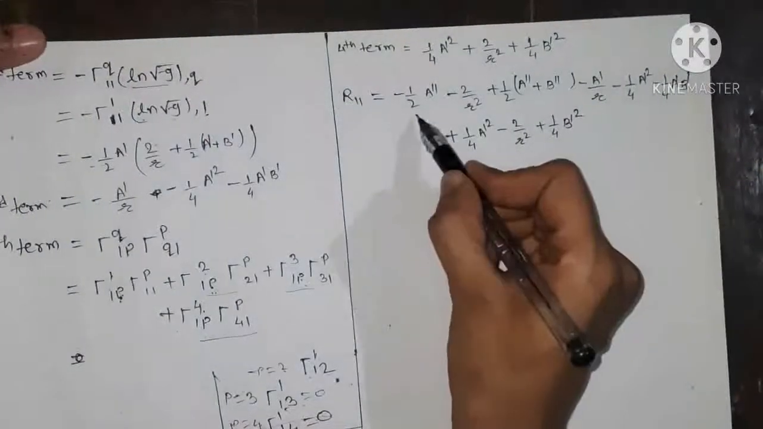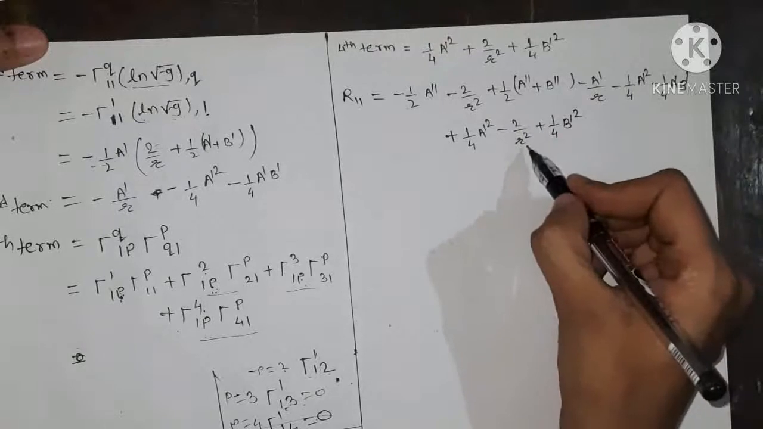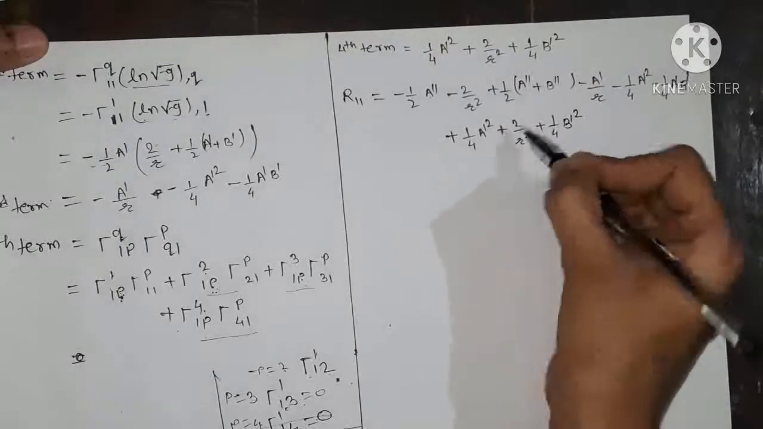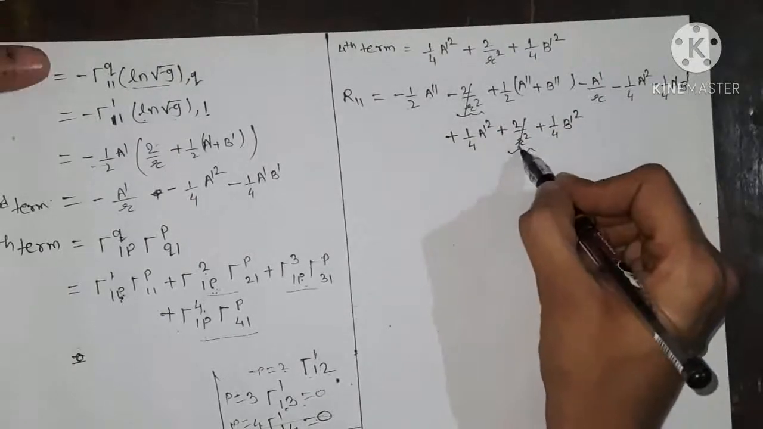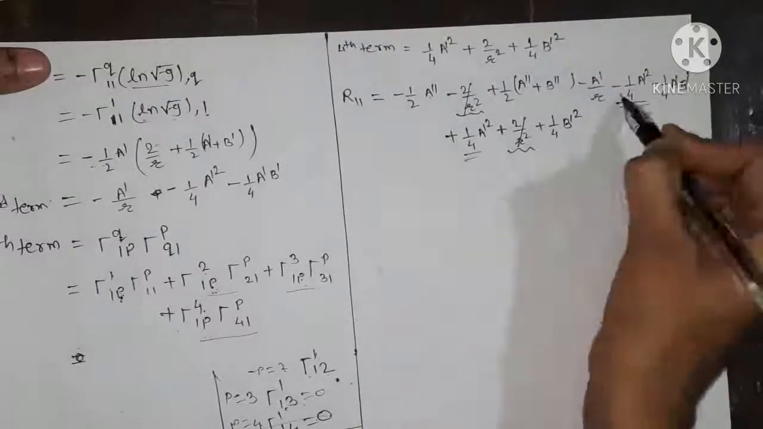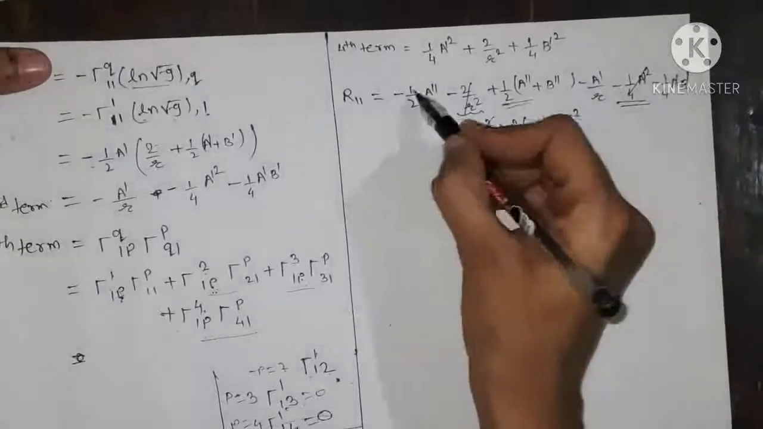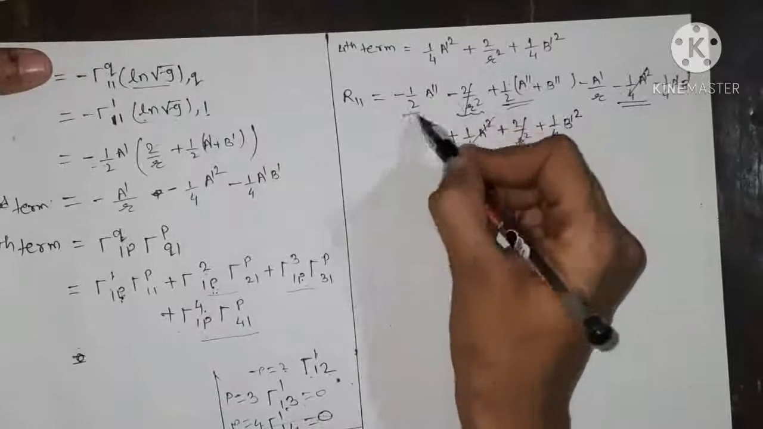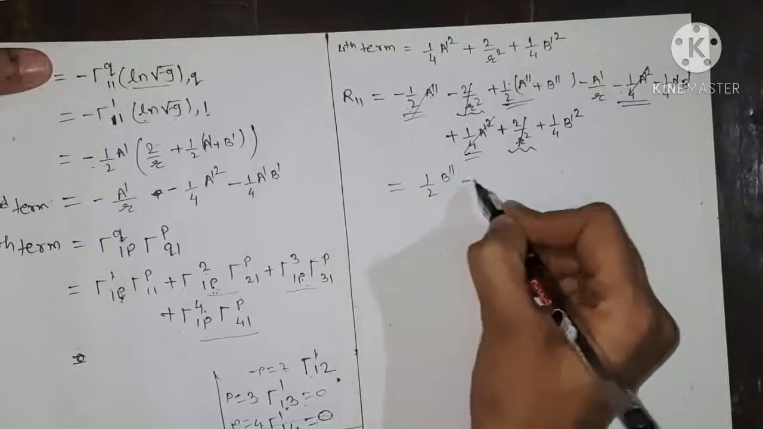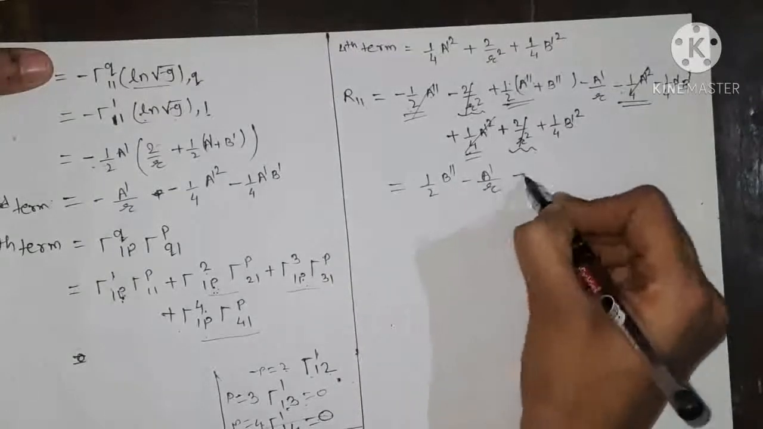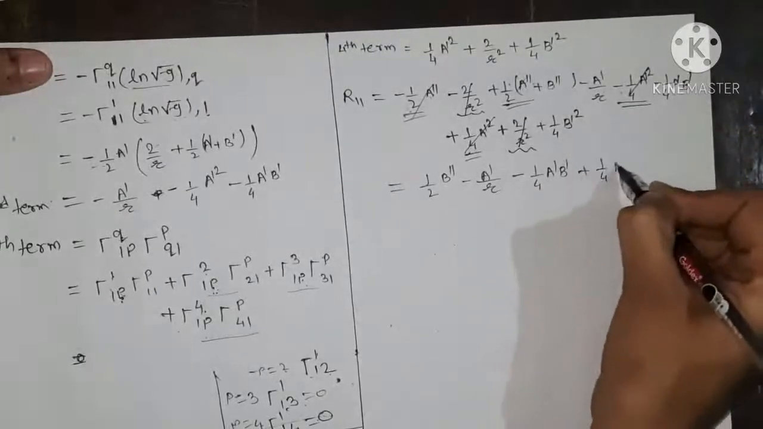Now, by comparing the like terms, here it is plus 2 upon r squared, so minus 2 upon r squared plus 2 upon r squared, so this term gets cancelled. 1 upon 4 a dash squared, here it is minus, here it is plus, so this gets cancelled. Now, by opening the bracket, minus half a double dash plus half a double dash, these terms get cancelled. So we remain with 1 upon 2 b double dash minus a dash upon r minus 1 upon 4 a dash b dash, plus 1 upon 4 b dash squared.